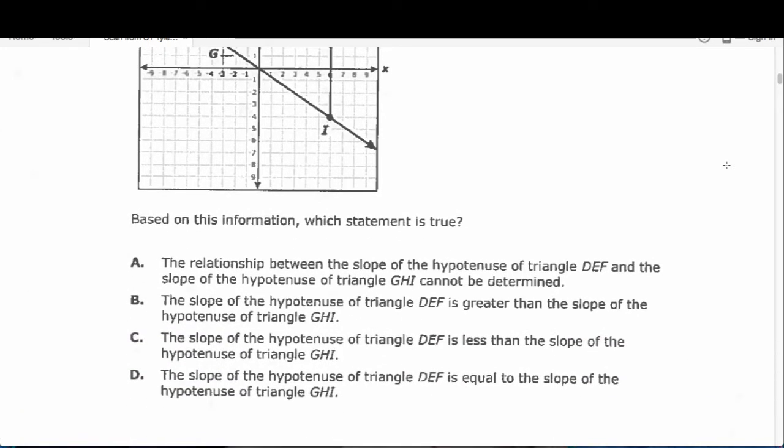A. The relationship between the slope of the hypotenuse of triangle DEF and the slope of the hypotenuse of triangle GHI cannot be determined. B. The slope of the hypotenuse of triangle DEF is greater than the slope of the hypotenuse of triangle GHI. C. The slope of the hypotenuse of triangle DEF is less than the slope of the hypotenuse of triangle GHI. D. The slope of the hypotenuse of triangle DEF is equal to the slope of the hypotenuse of triangle GHI.